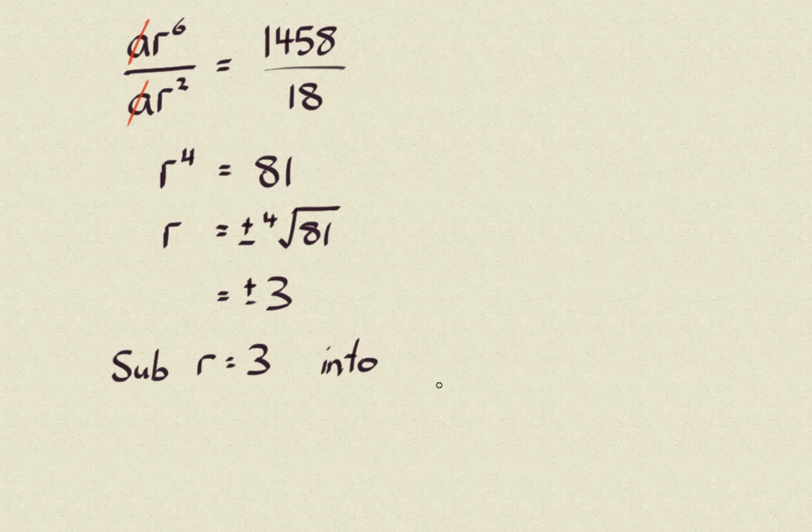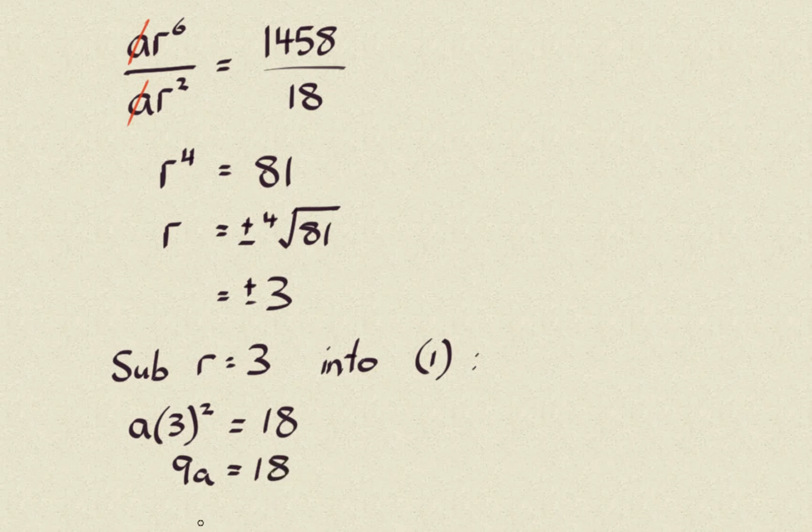Now, we could choose equation 1 or equation 2. Just going to go with equation 1. So we have ar squared, or a times 3 squared, is equal to 18. 3 squared is 9, so we have 9a equal to 18, and that leaves us with a equals 2.